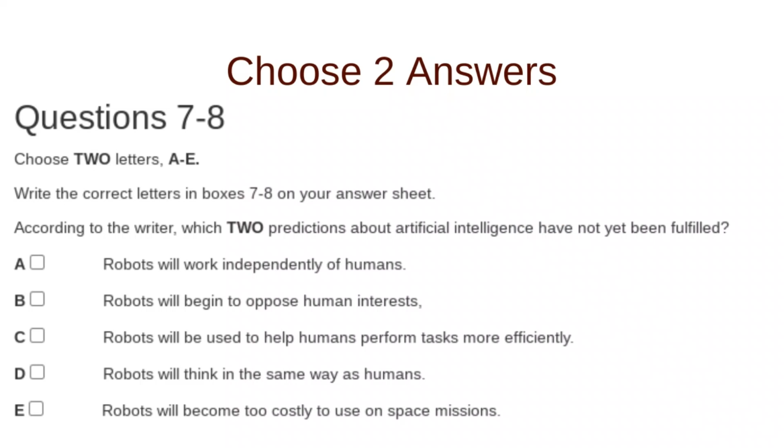This is an example of choosing 2 answers from 5 different options. According to the writer, which 2 predictions about artificial intelligence have not yet been fulfilled? A, B, C, D, or E. 2 of these are correct. It's worth noting this is effectively 2 questions. So if you get both options correct, you will have 2 questions as correct towards your overall score.